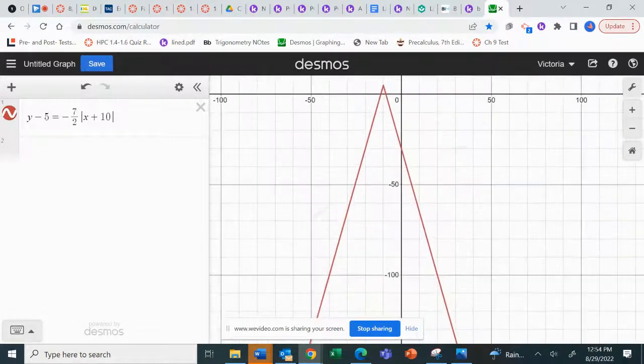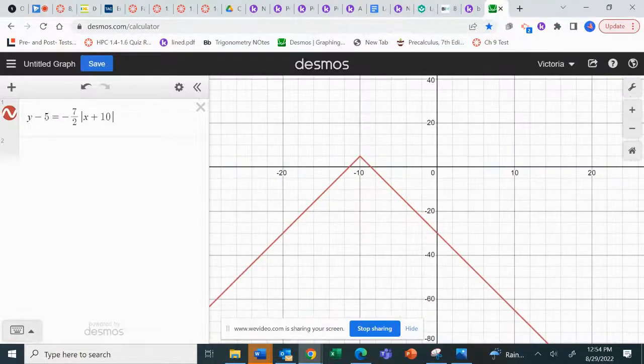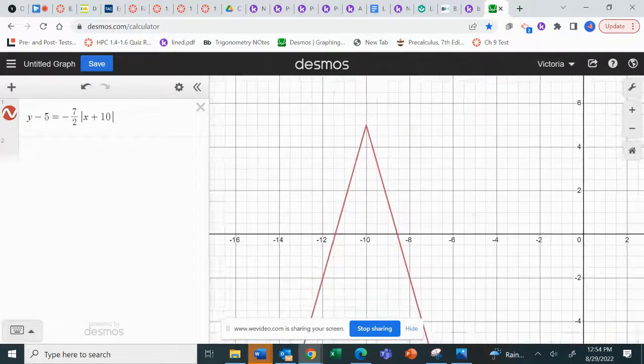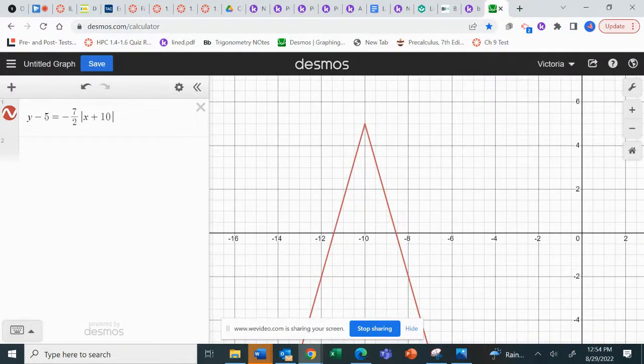Okay? So we have to put on our restrictions. And to do that, you're going to use either your domain or range. You might have to use both. You might only need one. I'm not requiring that you type both in.